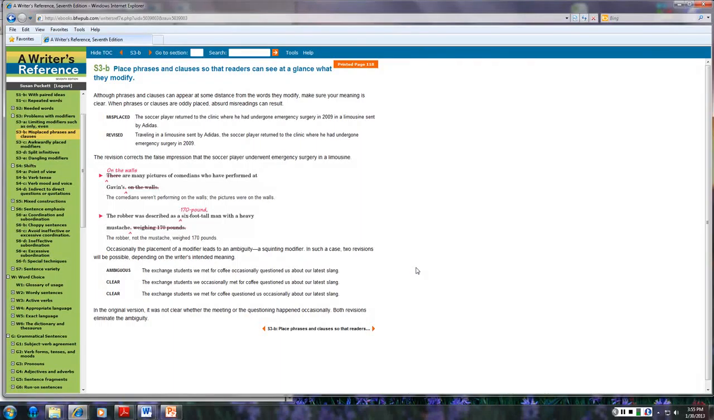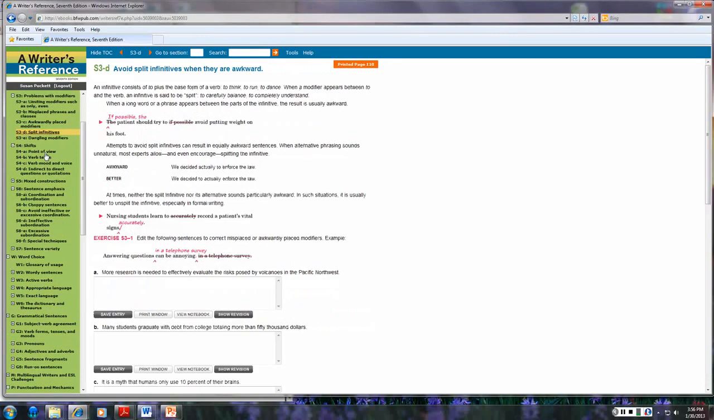If you look at the very top, though, it says sometimes they can be misplaced. The soccer player returned to the clinic where he had undergone emergency surgery in 2009 in a limousine. According to this, the surgery took place in the limousine, but that's not the intention. Traveling in a limousine sent by Adidas, the soccer player, the phrase modifies the word that follows that comma, returned to the clinic where he had undergone emergency surgery. Again, the idea is to make sure that the meaning is clear. You want your reader to understand your intention.